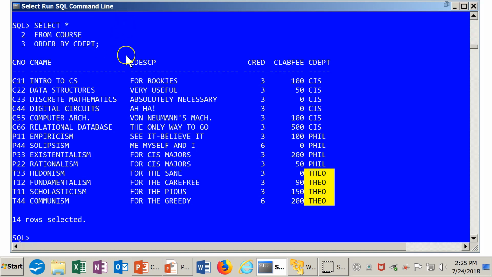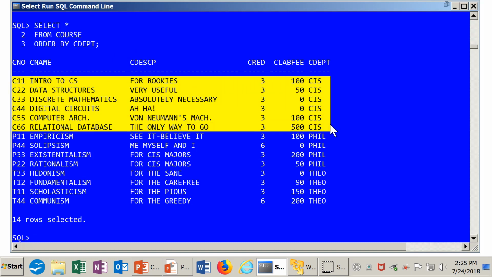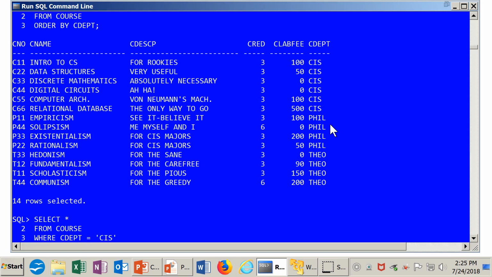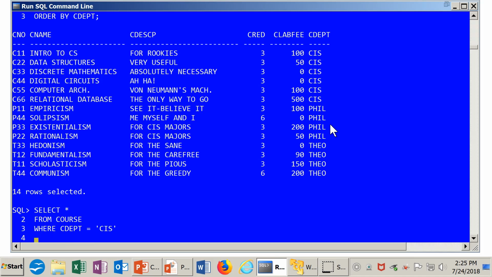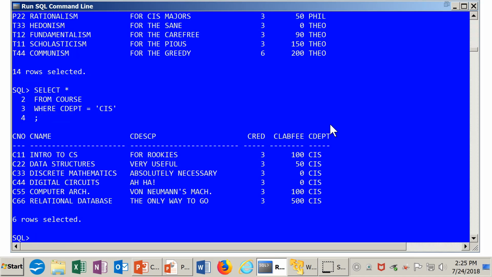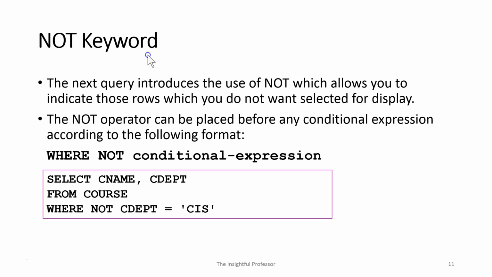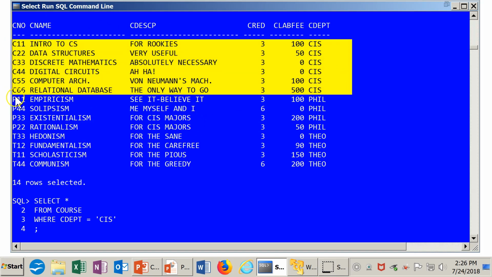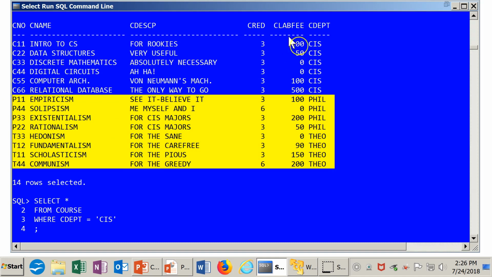Now, let's take a look at, suppose we wanted these rows that say the department is CIS, just those. Well, that's easy. Select asterisk from course, where the C department column is equal to CIS, and we get those 6 rows. Now notice that we don't get the philosophy, we don't get the theology. But the approach that I'm saying is we first identified the rows that we don't want. Everything other than these would be the ones we want. So if we have a way to take these 6 rows and say exclude them, and then show me what's left over. That's what I want. These are the ones I don't want, everything else I want. And this is how we do it.